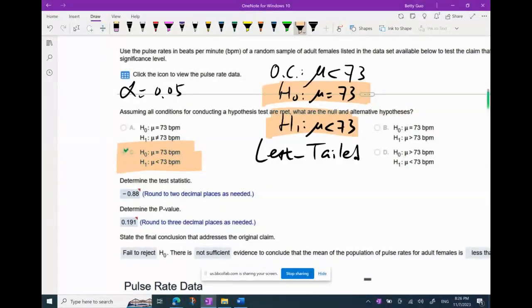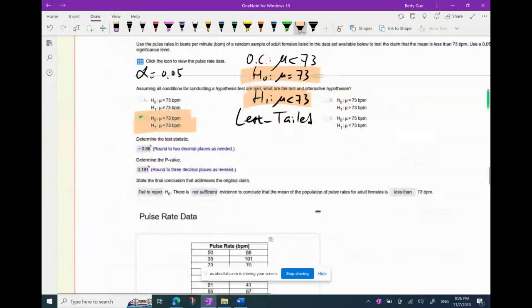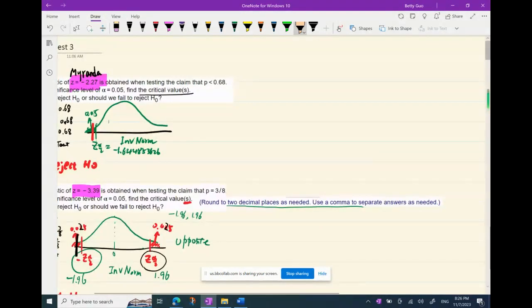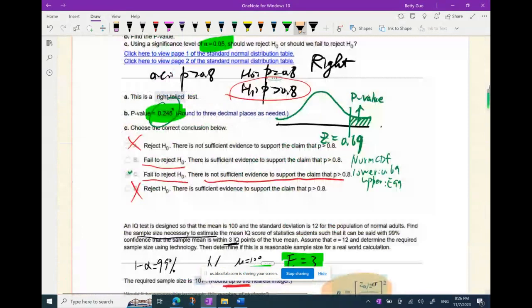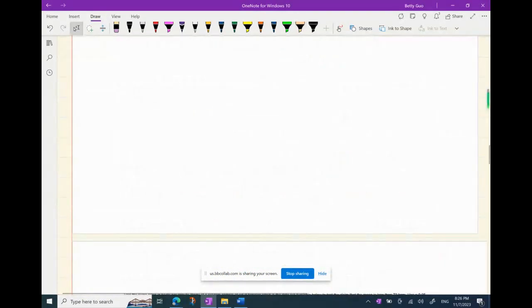Part 2: determine the test statistic and determine the p-value. This is actually pretty straightforward. The troublesome part is we need to enter the data set in the calculator.